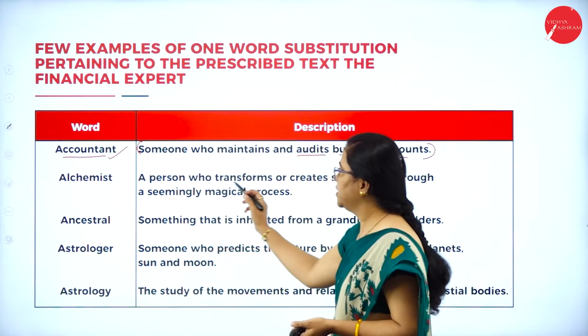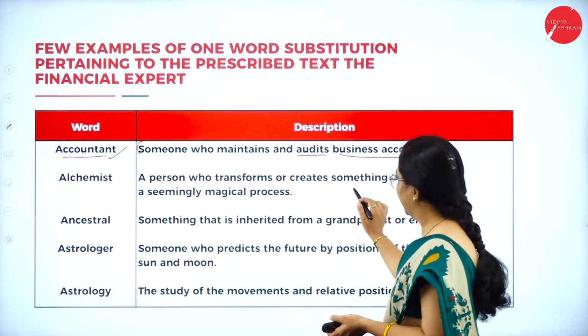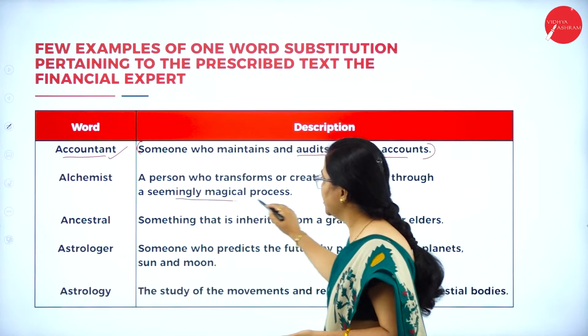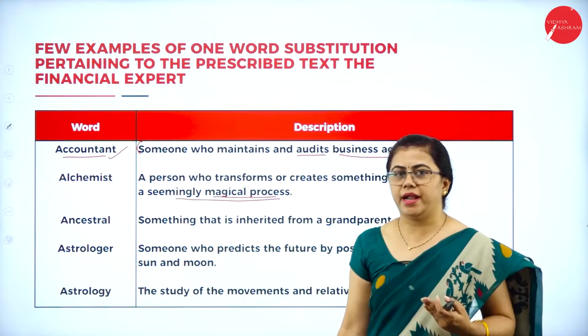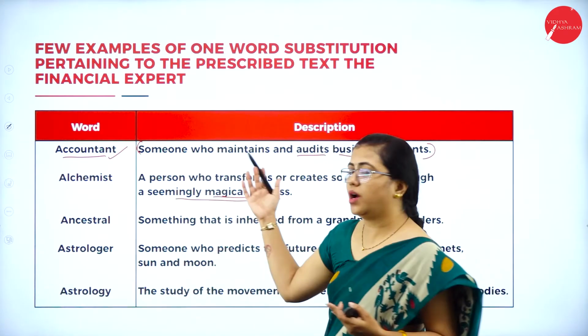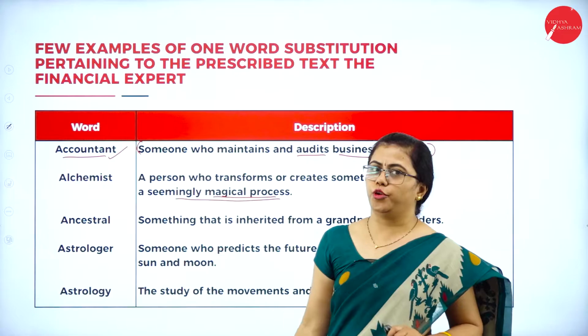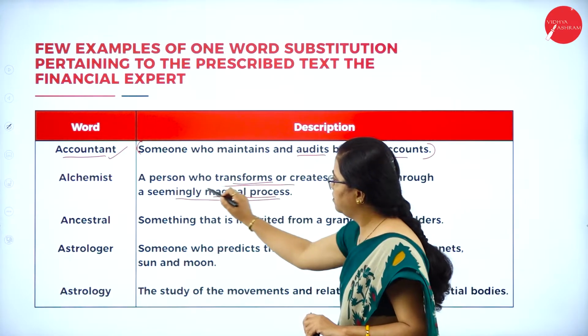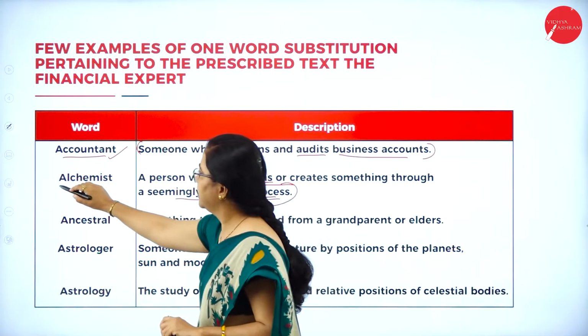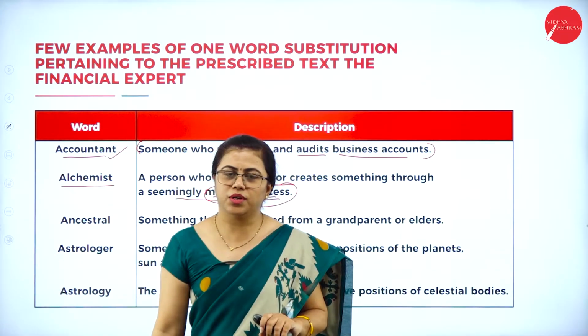So next, a person who transforms or creates something through a seemingly magical process. There are a few keywords you can keep in mind, so that whenever you are guessing the word, it is easy for you. Here transformation is there, then magical process is there. So that word is alchemist.